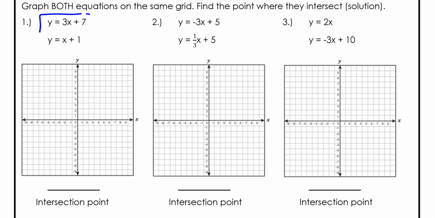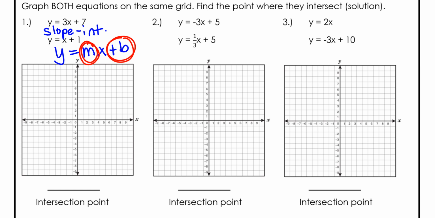This is a linear equation. Its graph is a straight line, and it has a constant rate of change. This linear equation is also written in what we call slope-intercept form. Slope-intercept form is where the y is isolated and the x and the constant value are on the other side of the equation. When it's written in slope-intercept form, the coefficient of x is the slope and the constant is the y-intercept. So we're going to use that knowledge to help us graph this first equation here.